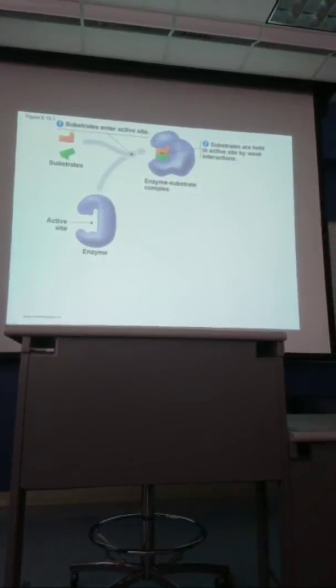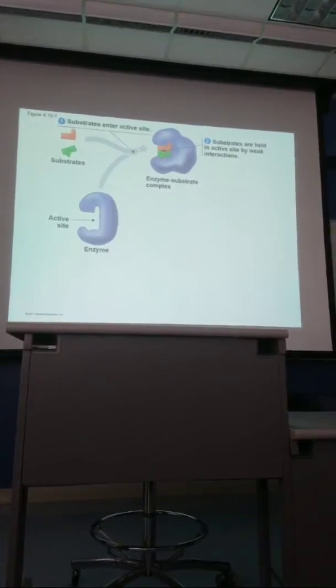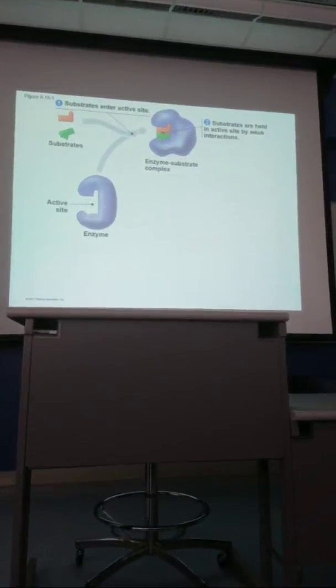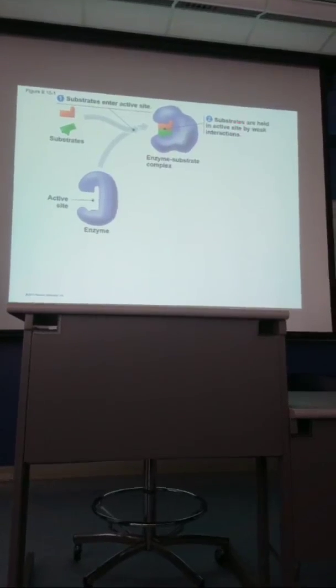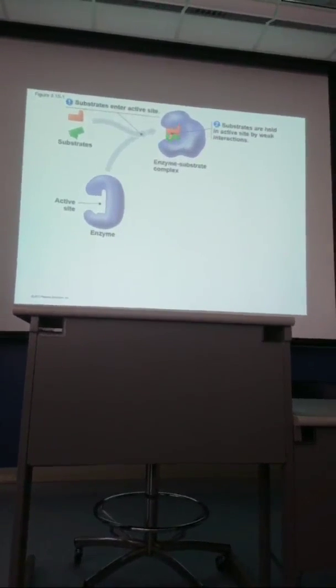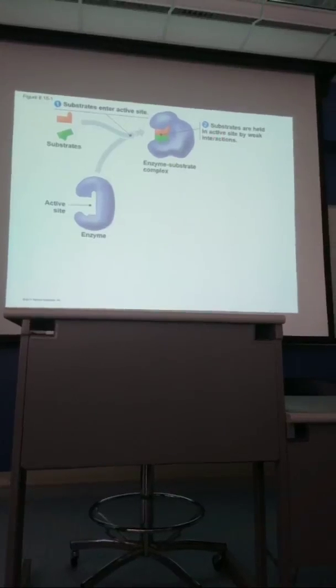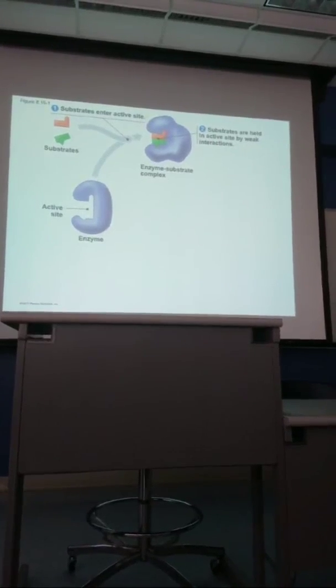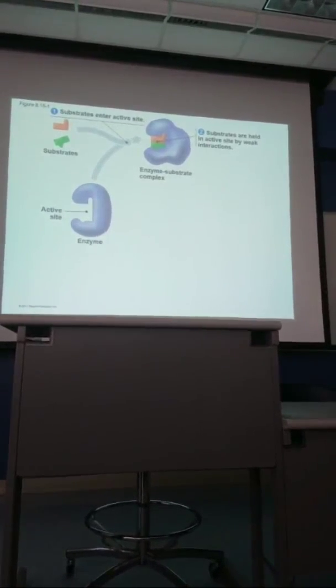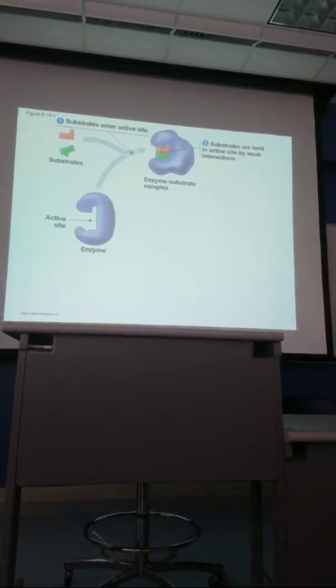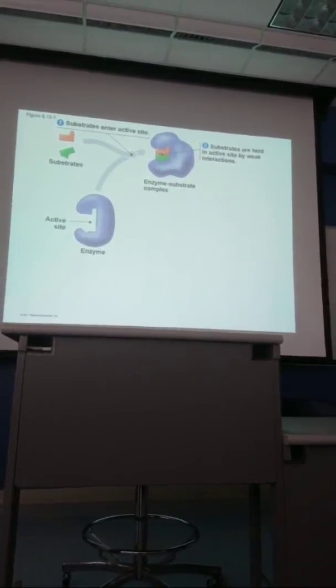Notice up here, this is the enzyme, this is the active site. We've got 2 substrates that when those substrates fit together the way they're supposed to within this enzyme, now these substrates are held together in the proper position. So we can make a new molecule.